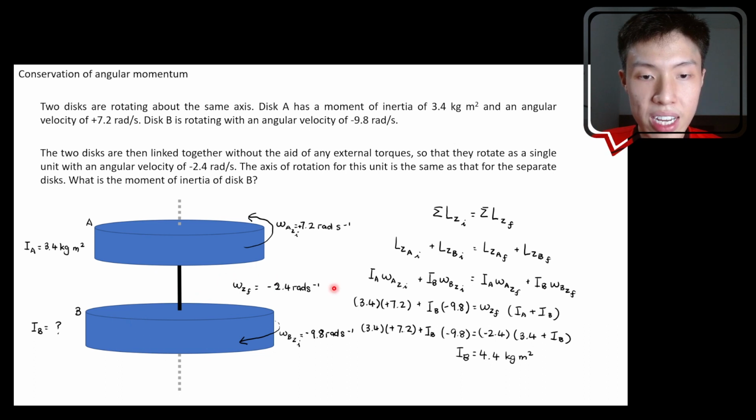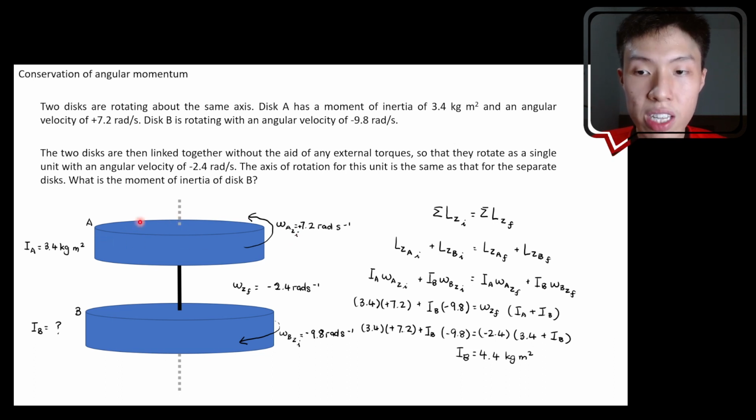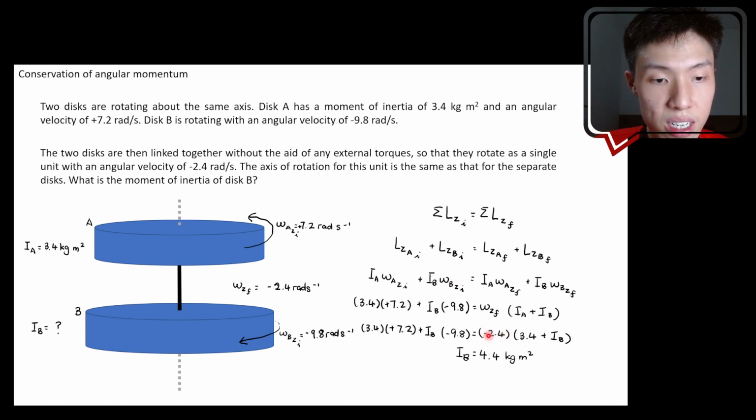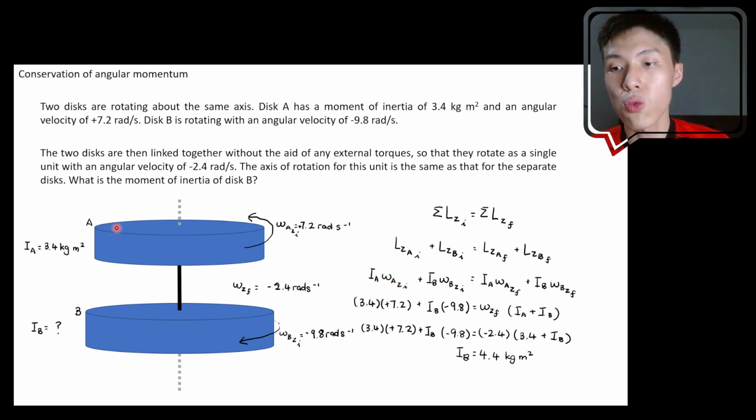Again, what we need to emphasize is the direction. For this calculation, we assume the positive direction to be the direction of rotation of A. So if you are rotating opposite to the direction of A, like B here, then you will get a negative component for angular velocity. The answer for the final angular velocity here is negative. That means once they are linked together, the two disks are rotating opposite to the direction of A, in the opposite direction to A just now.